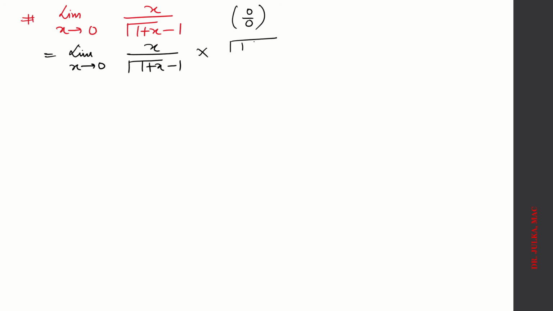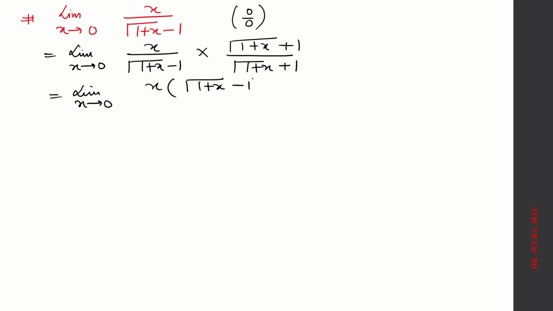Next question, limit x tends to 0, x whole divided by the root of 1 plus x minus 1. If we put x equal to 0, we will get 0 by 0 here. So now here we will use the rationalizing method. Whole quotient multiplied by root 1 plus x plus 1 and divided by root 1 plus x plus 1. Now in the numerator we will get x whole multiplied by the root of 1 plus x plus 1 and in the denominator we will get 1 plus x minus 1 because we know that a minus b into a plus b is a square minus b square.